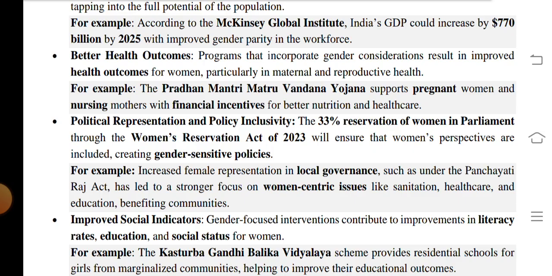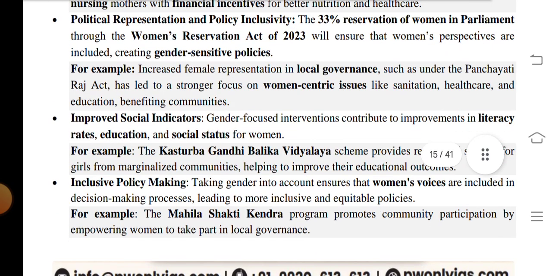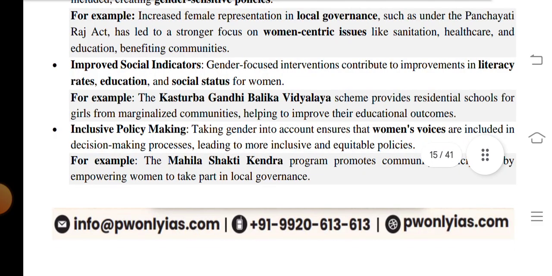Improved social indicators: gender-focused interventions contribute to improvement in literacy rates, education, and social status for women. For example, the Kasturba Gandhi Balika Vidyalaya scheme provides residential schools for girls from marginalized communities, helping to improve their educational outcomes.